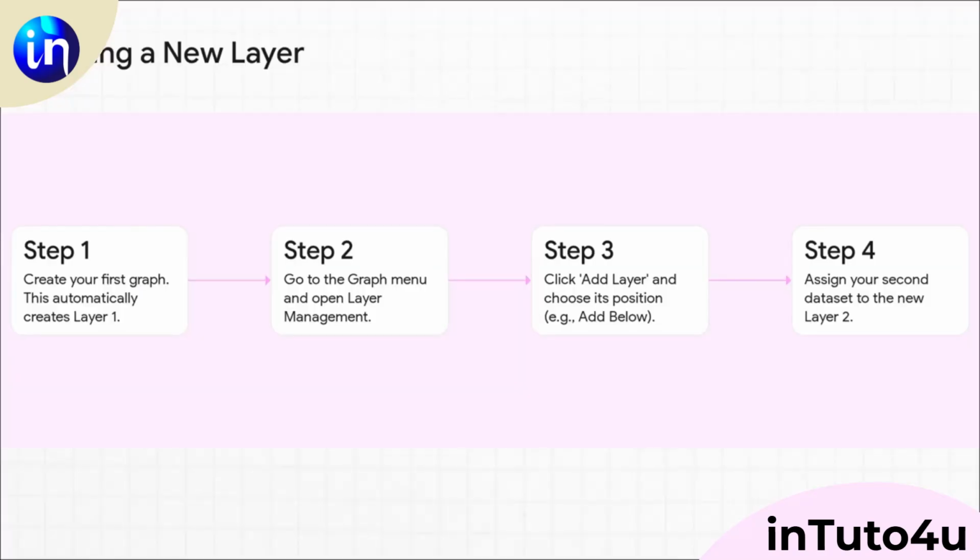Okay, let's just walk through it real quick. Step 1, you make your first plot. That's automatically your layer 1. Easy enough. Then you just pop up to the graph menu and find the layer management tool. Once you're in there, you literally just click Add Layer and tell it where you want it to go. And the final step, of course, is to tell that new layer what data to show. And that's pretty much it. That's the core of the whole process.